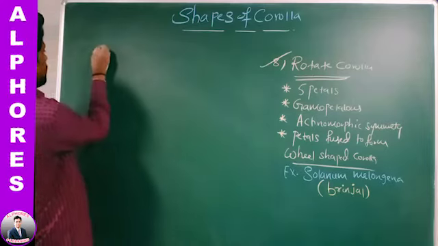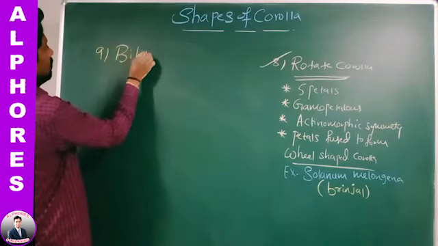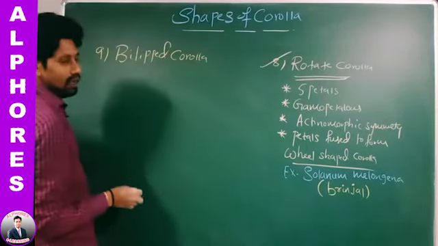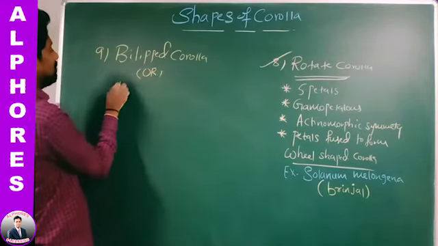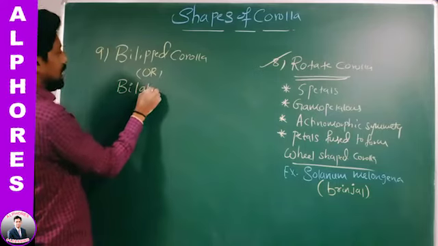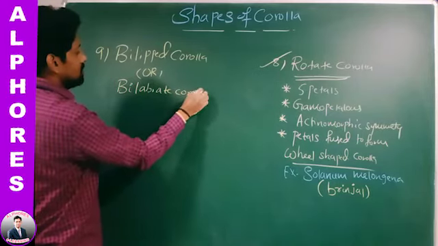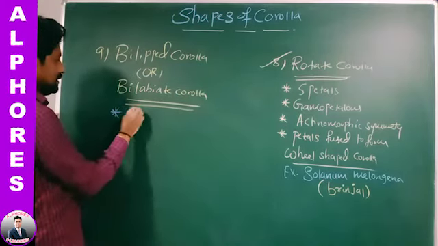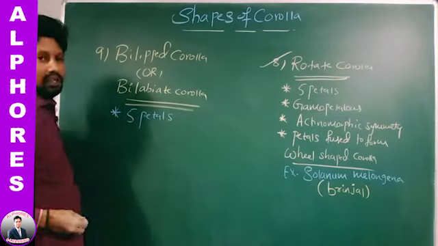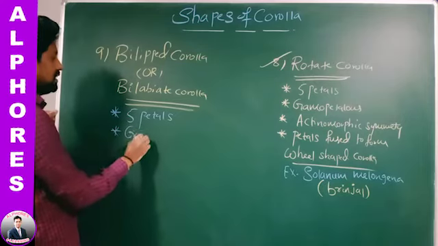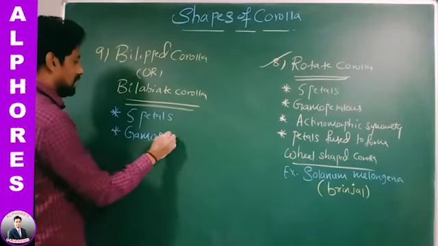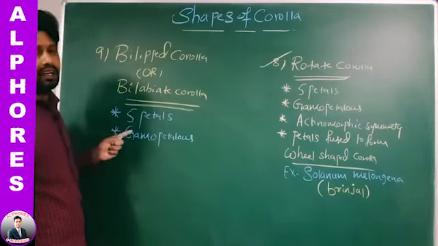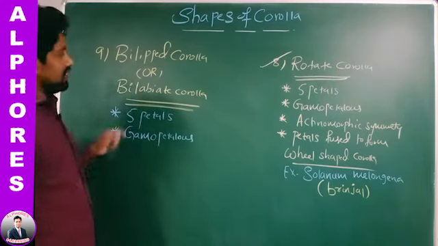Now go for the next one, number 9. Bilipped corolla. This bilipped corolla is also called bilabiate corolla. Here corolla is with how many petals? Here five petals are present. These five petals are fused. Therefore, the condition is gamopetalous. The name itself indicates bilipped corolla.